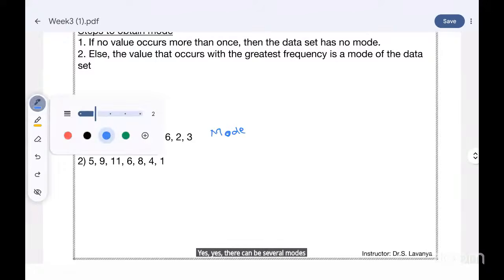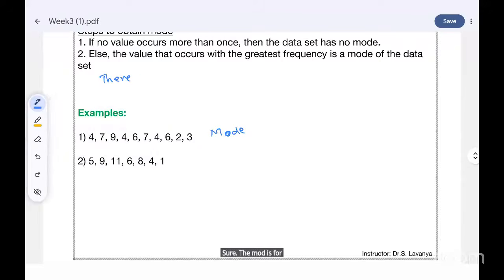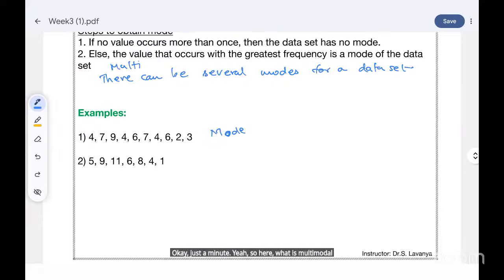How many modes can there be? There is no fixed number at most. Multimodal means several modes, more than 2.